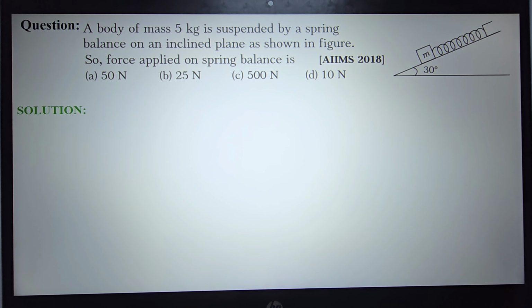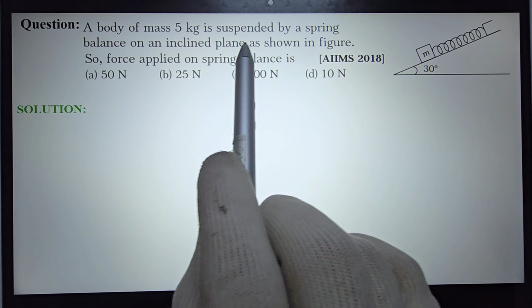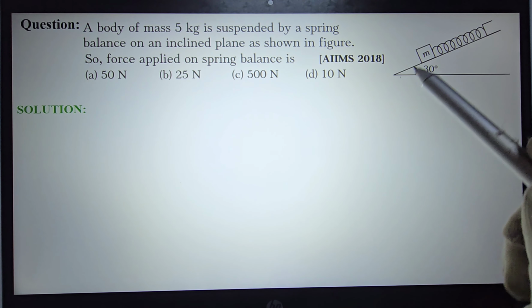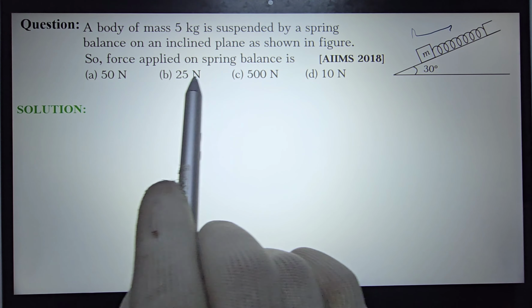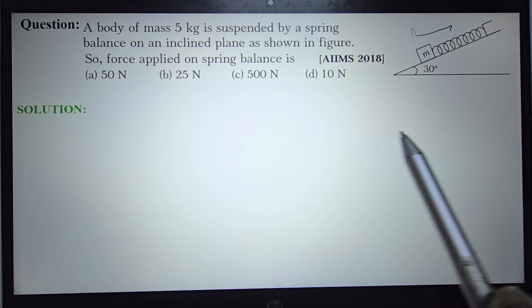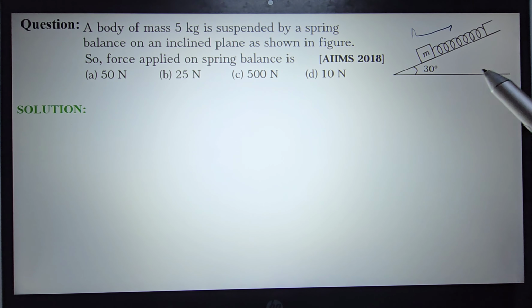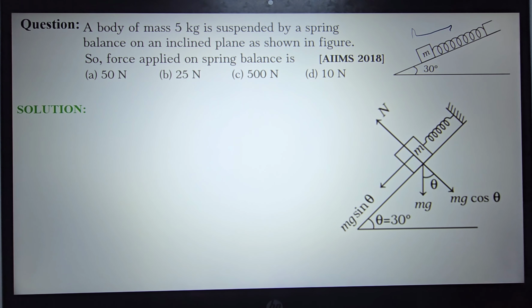The question is, a body of mass m which is 5 kg is suspended by a spring balance on the inclined plane as shown in this diagram. So the force applied on the spring balance is to be found out of these four options. How to calculate this? Now, with the help of this given diagram, you can draw the free body diagram like this. This is the free body diagram.